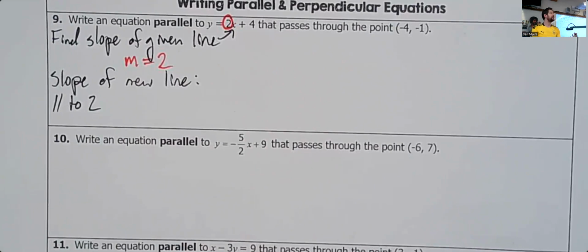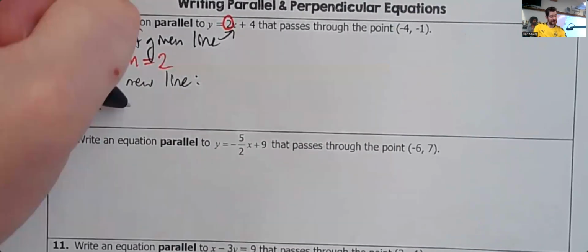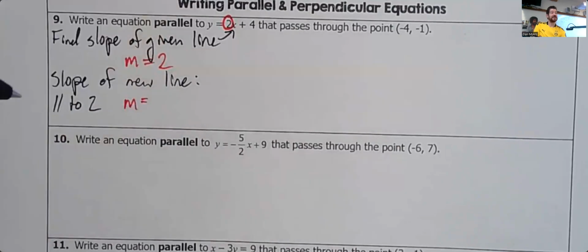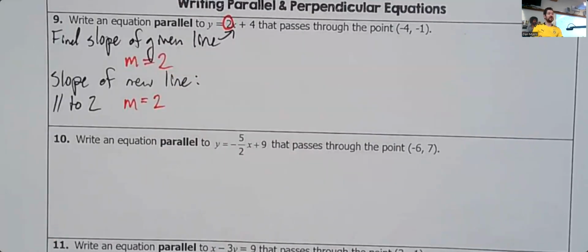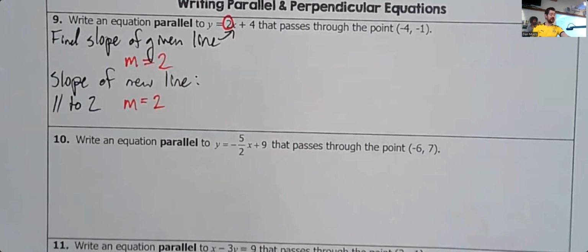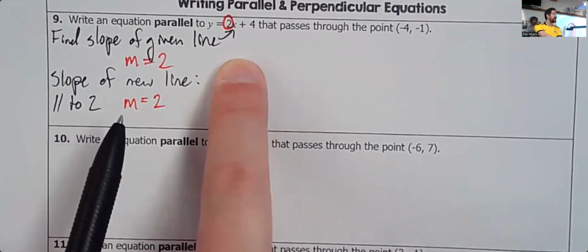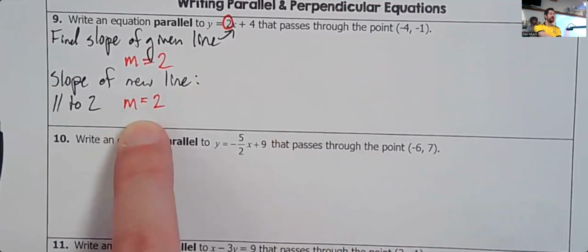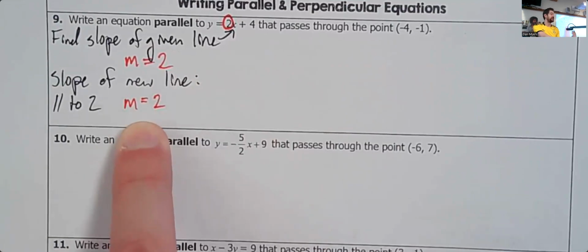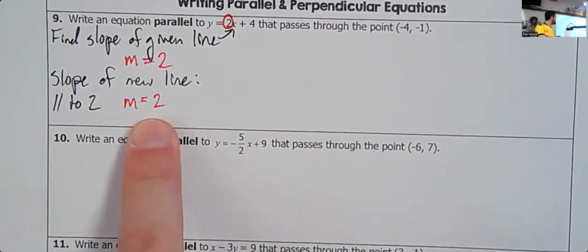What do we know about parallel slopes? What about the numbers? They're exactly the same. So the slope of the given line is 2. We need to write an equation of a line that's parallel to that, so whatever we do with our new line, it also has to have a slope of 2. That's the only way it works for parallel, if the slopes are exactly the same. So our m value is 2.